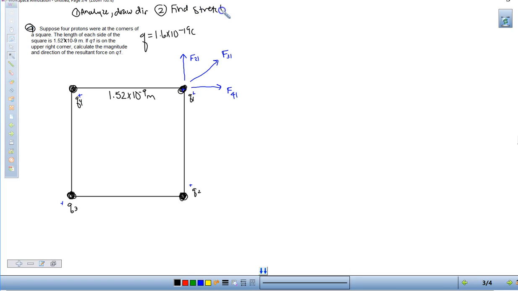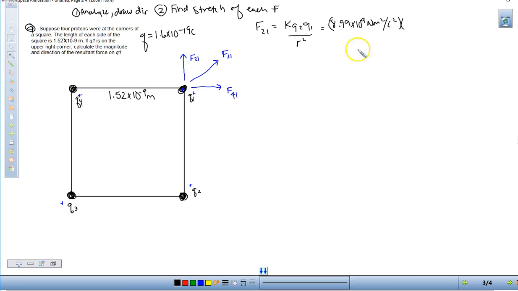No signs, no nothing. How big is the force? So let's go ahead. Force of 2 onto 1. Okay, Q2 Q1 over r squared, like that. So here we go, 8.99 times 10 to the 9th newtons meters squared over coulomb squared, just like that.